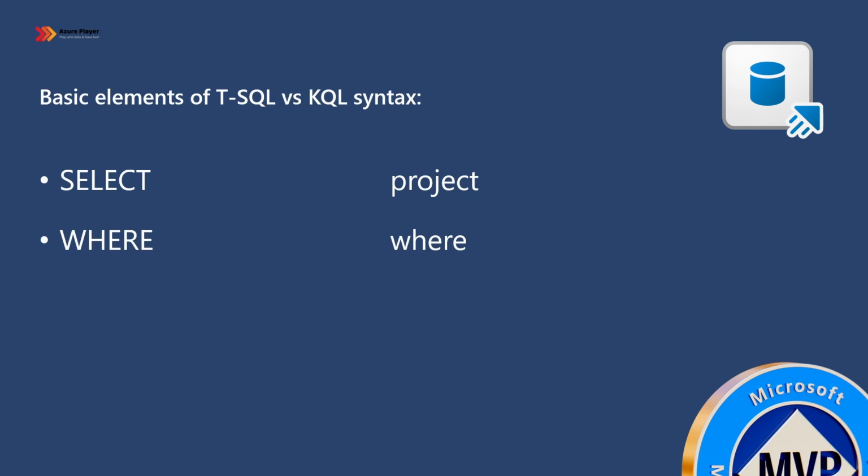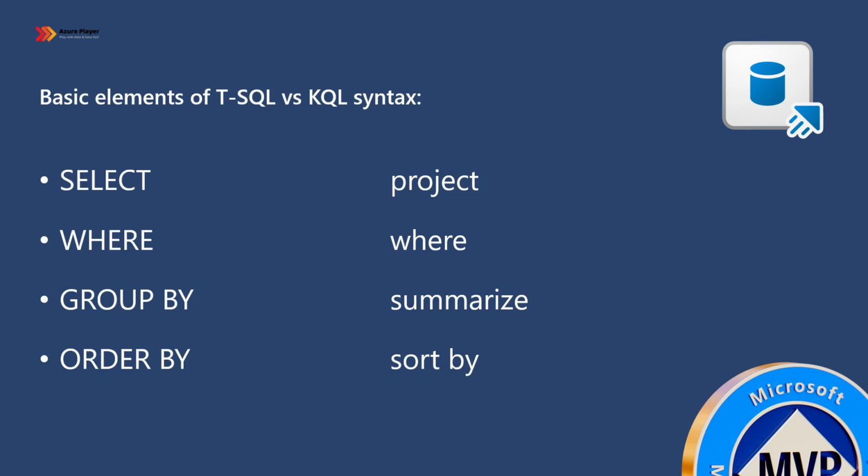Where is used to filter the data based on certain conditions. The same operator is available in KQL and allows you to filter data based on specific conditions. Group by is used to group the data by one or more columns and perform aggregate functions on them. Summarize is the operator available in KQL and allows you to perform aggregations such as count, sum, and average, the same things group by can do. Order by is used to sort the data by one or more columns in ascending or descending order.